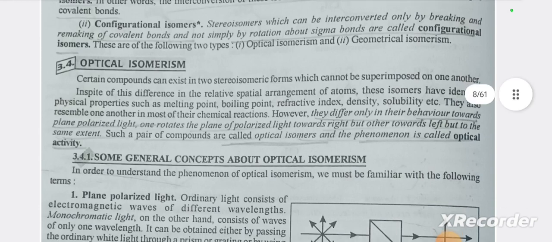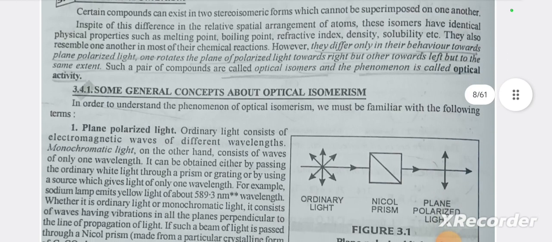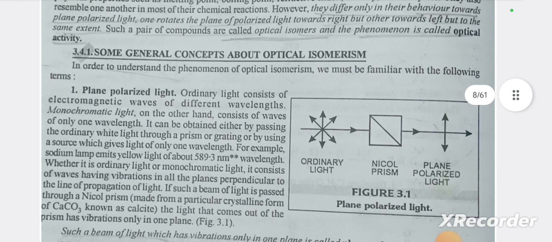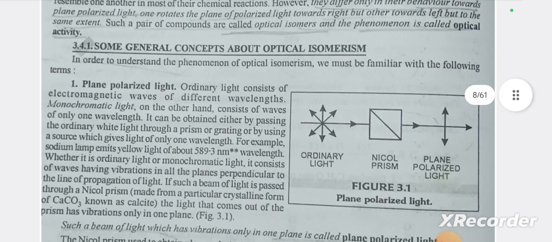Optical isomerism. Certain compounds can exist in two stereoisomeric forms which can't be superimposed on one another. In spite of this difference in the relative spatial arrangement of atoms, these isomers have identical physical properties such as melting point, boiling point, refractive index, density, solubility, etc. They also resemble one another in most of their chemical reactions. However, they differ only in their behavior towards plane polarized light.